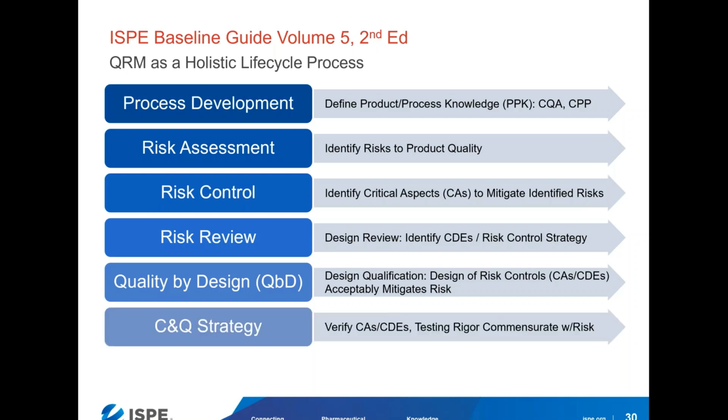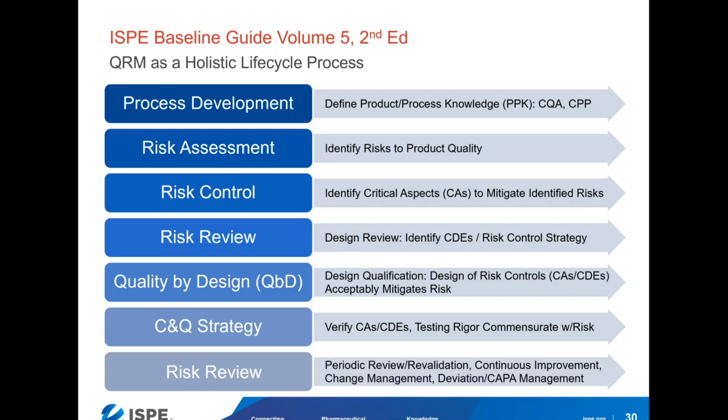We then have our C&Q strategy, which is to verify installation and operation of the critical design elements, ensure they satisfy their critical aspects, and we can also demonstrate that testing rigor is commensurate not only with risk to product quality, but to degree of mitigation of that risk. And finally, in the life cycle of the systems, we then continue to use the QRM process and the information developed through it during periodic review and revalidation.